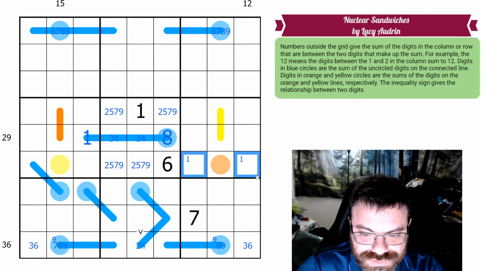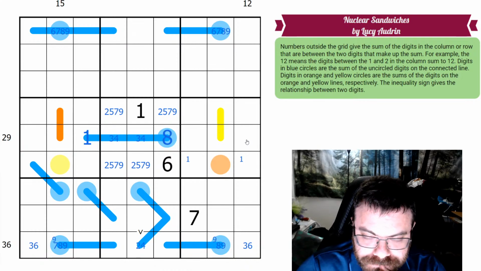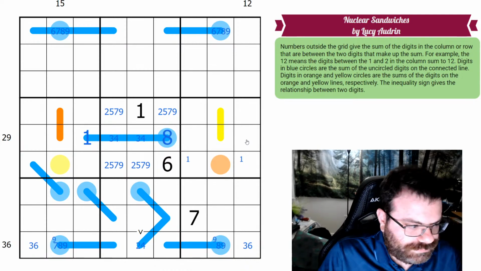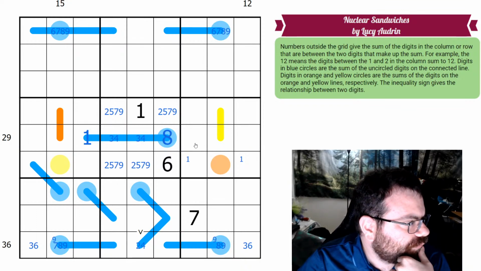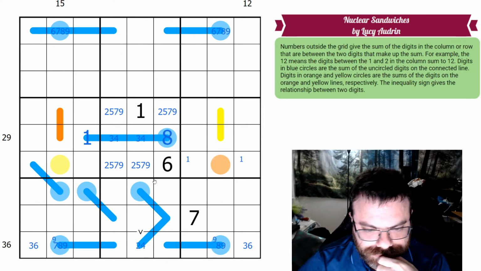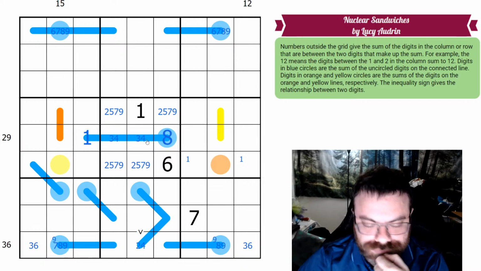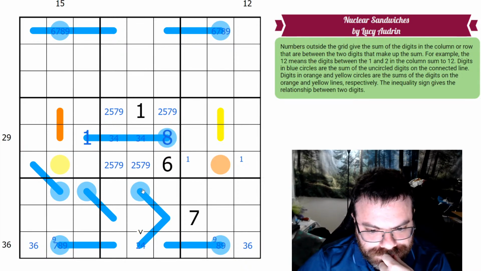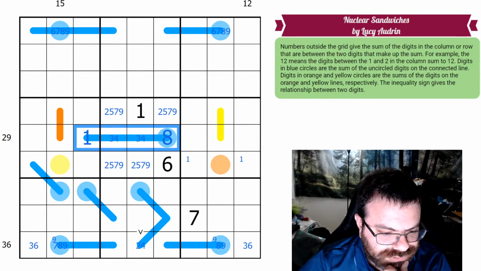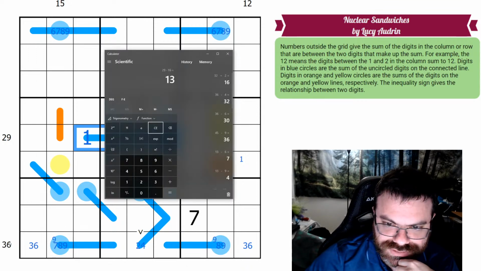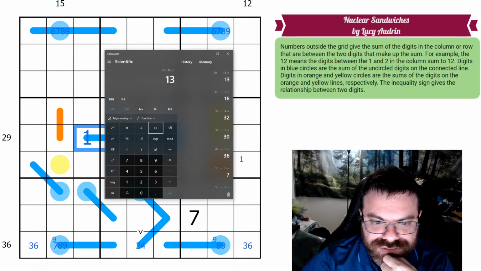There's a 1 in one of these two. So what do these add up to? Because they're all inside the sandwich. So these add to 16. So 29 minus 16 is 13. So I need another 13.